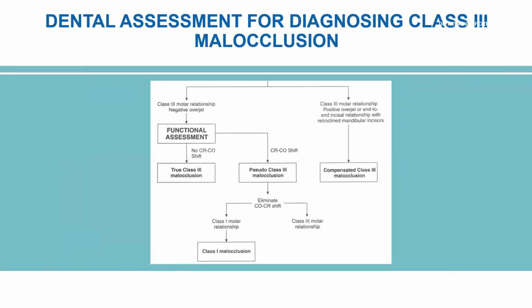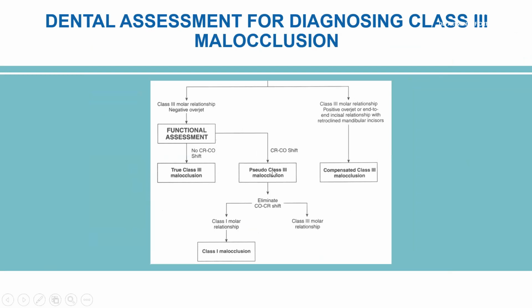Now, coming to assessing a Class 3 malocclusion, we need to keep in mind that it can be a true Class 3 or a pseudo Class 3, and there is something called a compensated Class 3. A true Class 3 is where it is a skeletal issue, like I said, the three combinations.